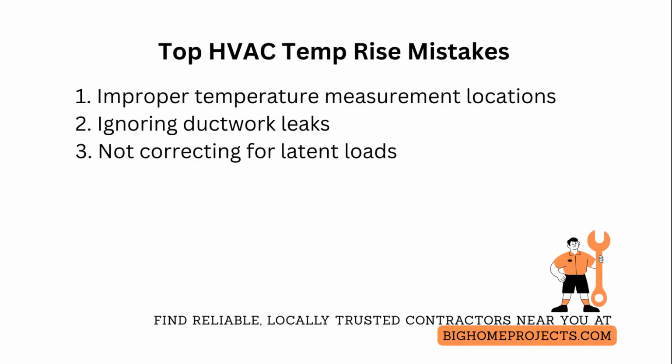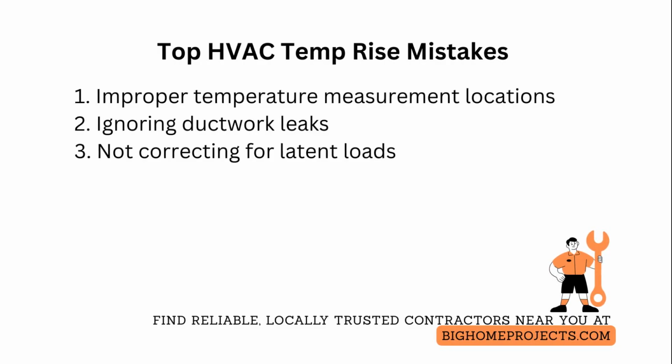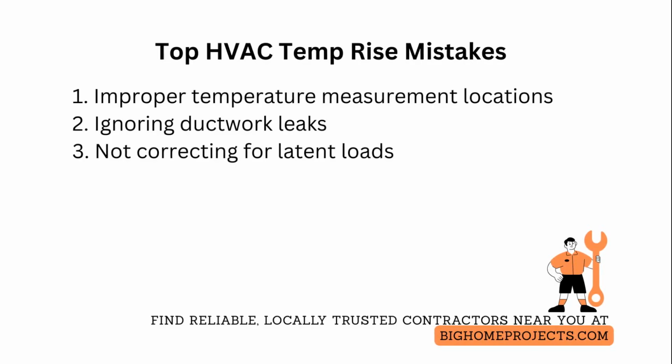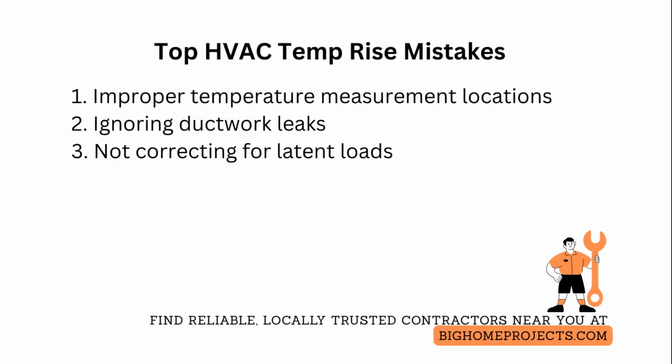The third common issue is failing to correct for latent loads and air density, which leads to overstating airflow when the coil is handling moisture. Fix this by measuring humidity, calculating sensible heat, and applying air density corrections and, if necessary, measuring each branch in multi-branch systems.